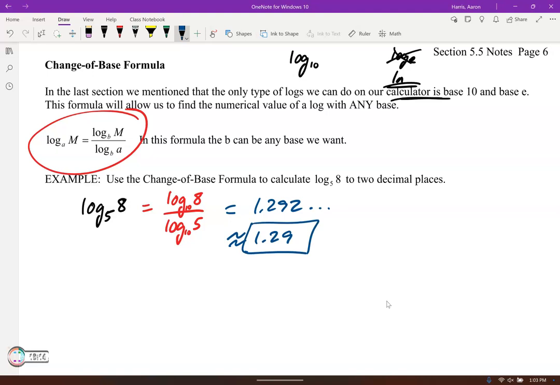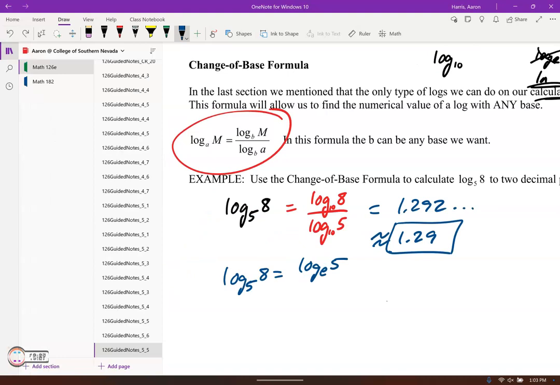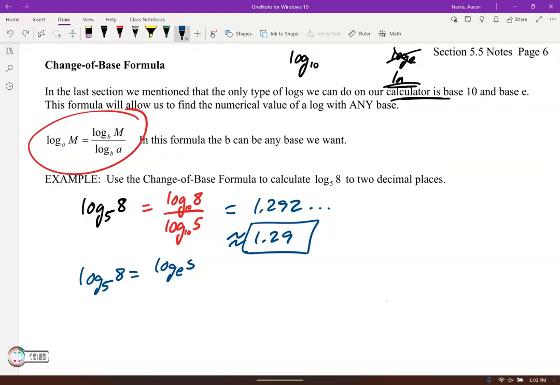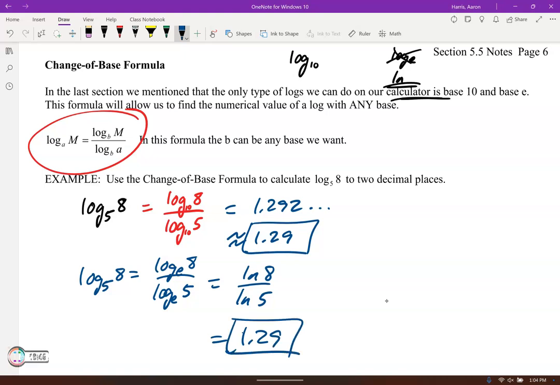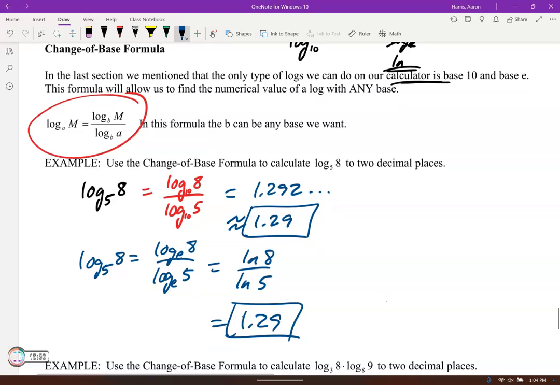That's not the only base we could change to. We could also change it to log base e. You can change it to whatever base you want. Log base e of 8 over log base e of 5. In other words, the natural log of 8 over the natural log of 5. You could use the ln key, and you'd also get 1.29 if you punch that in. So this change of base formula is really nice when you're punching these into your calculator.